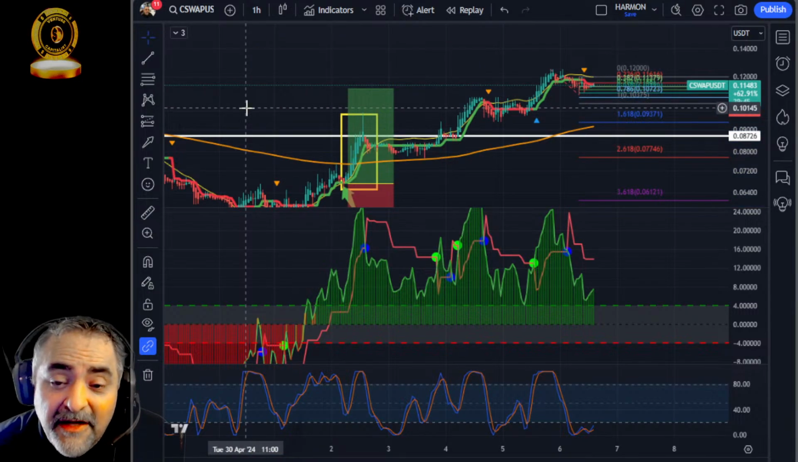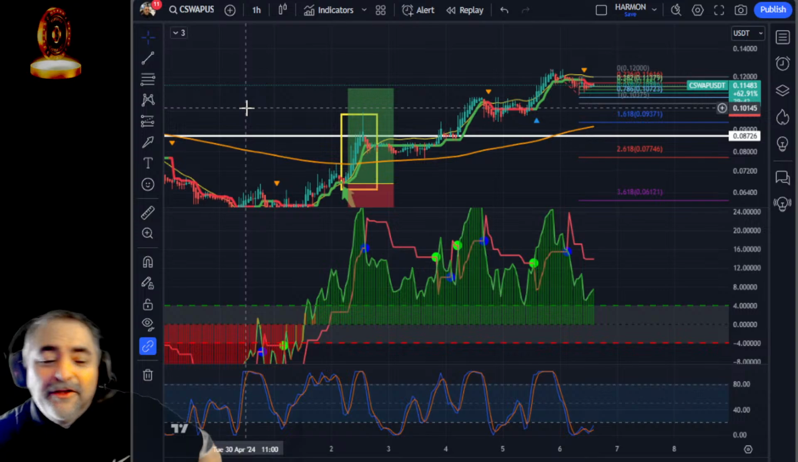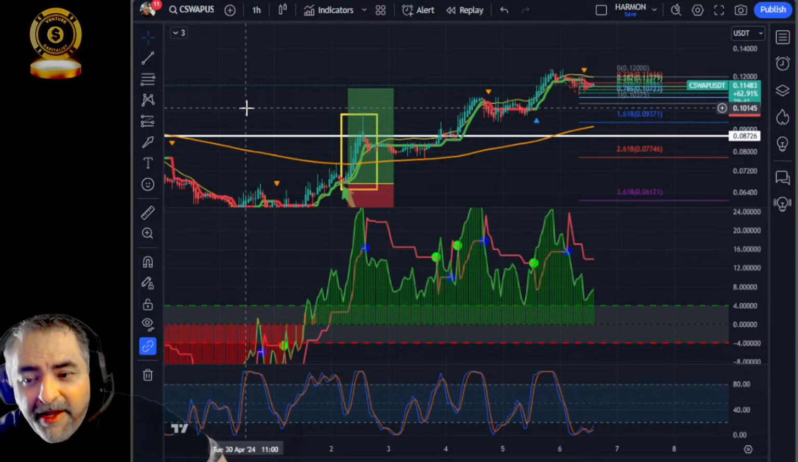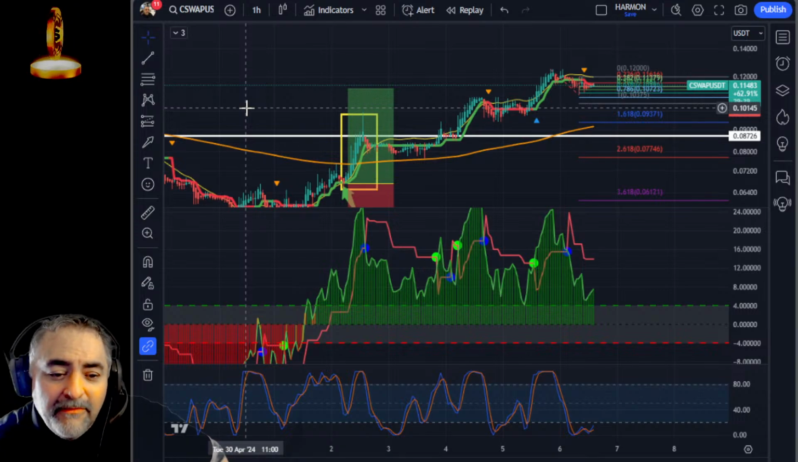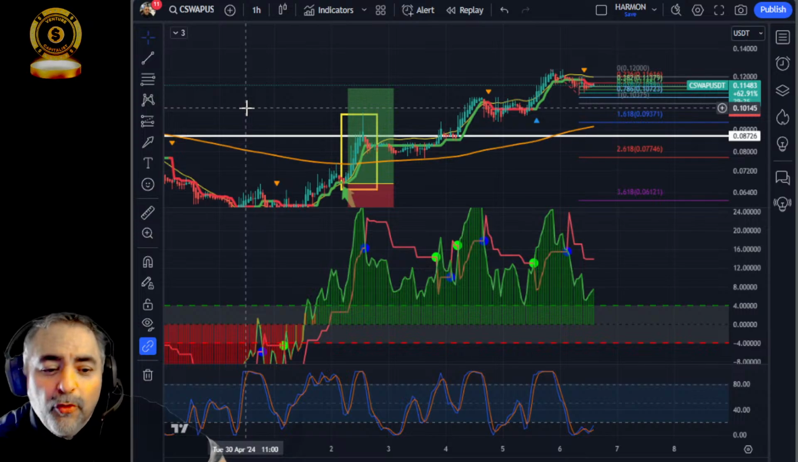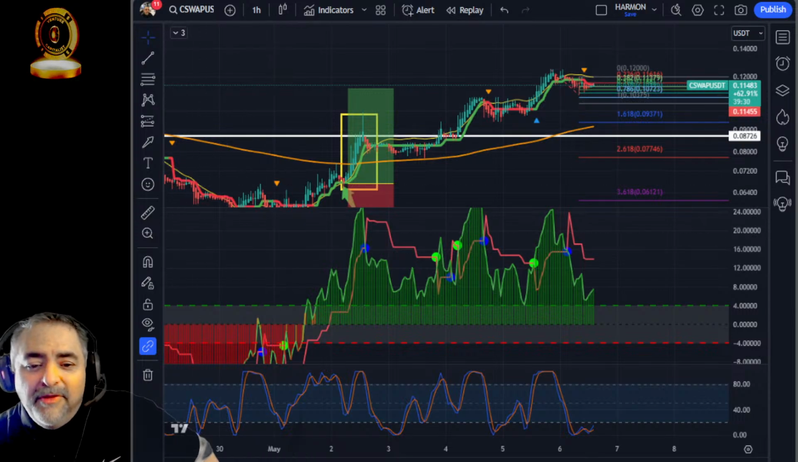So that's how you trade Cswap, right? Set the alerts for the 3 hour. Once you get the 3 hour, go to your 1 hour trade. Make sure you're trading with the 1 hour RSI and the money line heading north because we're going long. And that's it, guys. Good luck. God bless. That's how you trade Cswap, and it has very good returns, 20 to 70% per move.